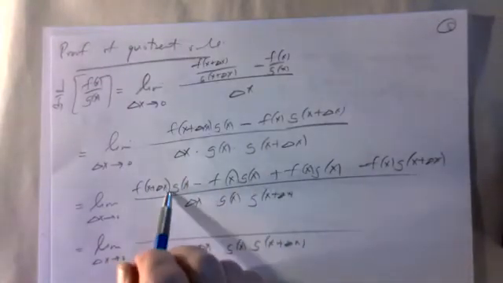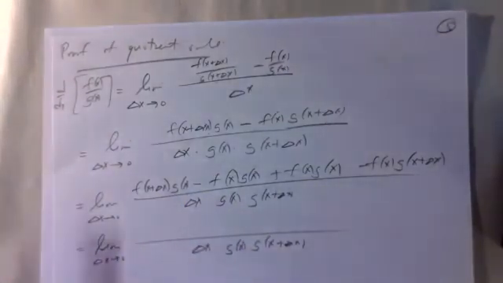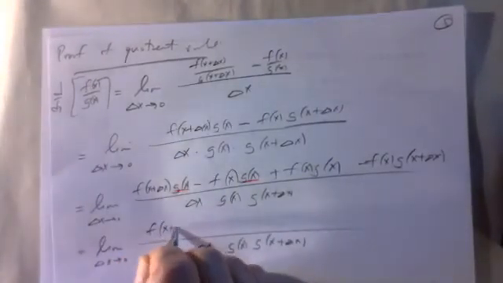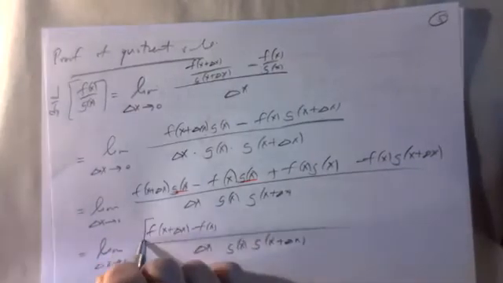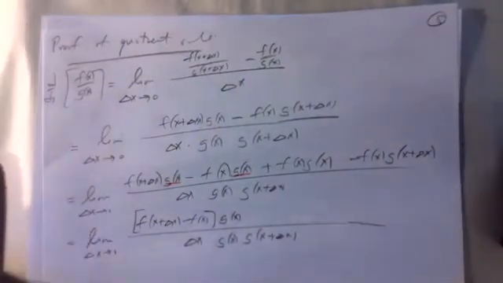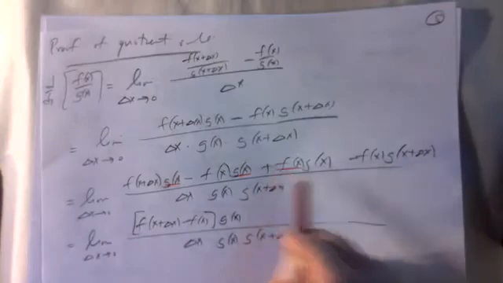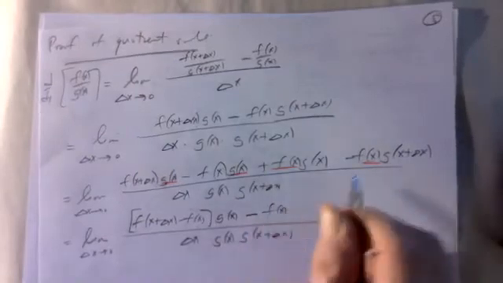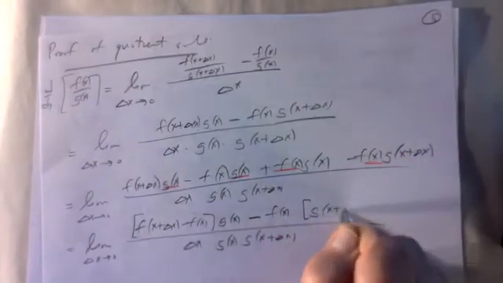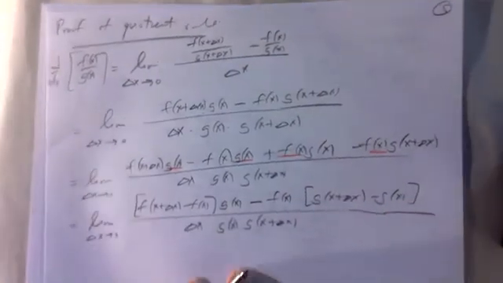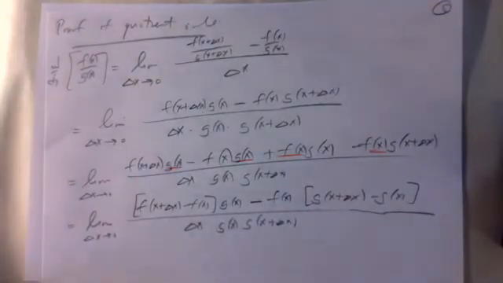From these first two terms, I can factor out the g of x. I get f of x plus delta x minus f of x, times g of x. And from the last two terms, I can factor out an f of x. And I'm going to actually factor out a minus f of x. So then I have g of x plus delta x minus g of x. So this is just high school algebra, if you like. A little bit complicated, but nothing more than that.